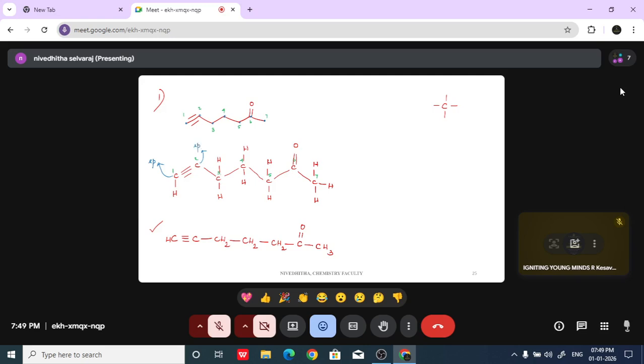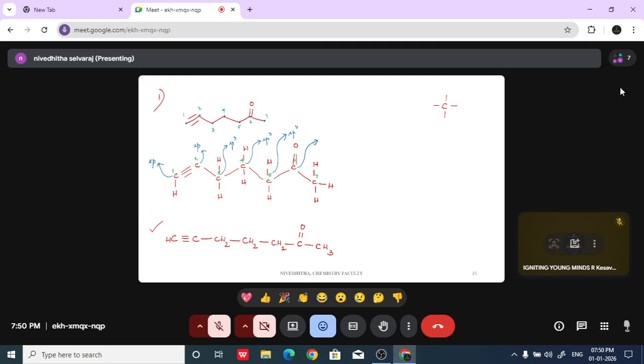How about this third carbon? This third carbon has four single bonds. So what is the hybridization of this carbon? sp3. Very good, sp3. How about the fourth carbon's hybridization? sp3. Very good, sp3. How about the fifth carbon's hybridization? sp3, ma'am. Very good, sp3 again.